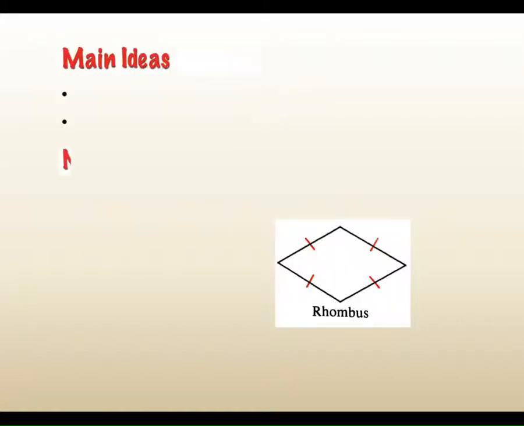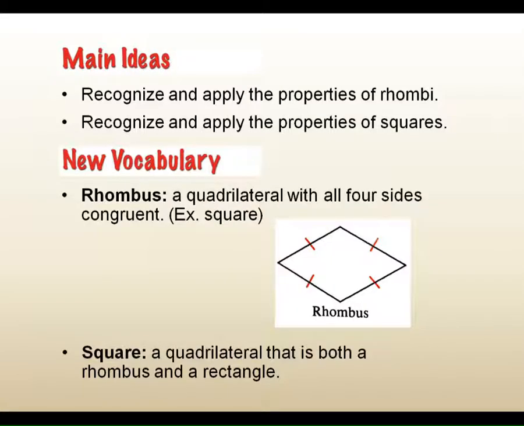So some definitions you'll need to know are these two. What a rhombus is, it's a quadrilateral where all four sides are congruent. One of the examples is a square. It doesn't have to be a square, but a rhombus has all four sides congruent, and a square is a quadrilateral that's both a rectangle and a rhombus. So it's a rhombus in that it has four sides congruent. It's a rectangle in that it has all four right angles.